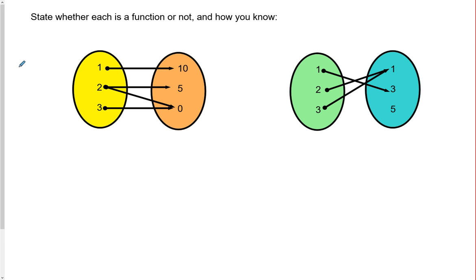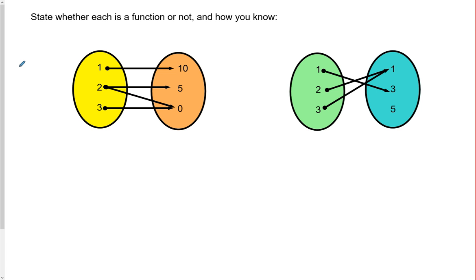Here's my next one. This is mapping diagram. State whether each is a function and how you know. Now for a lot of these, I'm recording this, so I'm going to do a bunch of this verbally rather than putting a whole bunch of text. So just keep that in mind, that if you're looking at the PDF of this lesson later, a lot of this I'm just going to do kind of verbally.